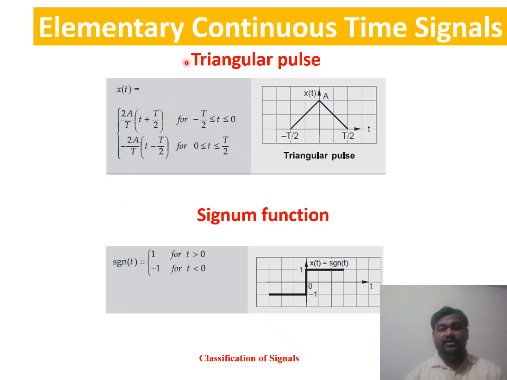Next one, triangular pulse, x of t equal to 2a by T plus t, or 2a by T minus t, for minus T by 2 to 0 and 0 to T by 2. This is a triangular pulse.